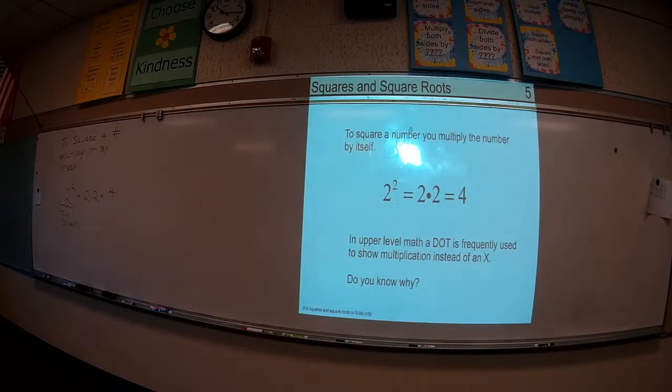1 squared. 1 times 1 is 1. 2 squared. 2 times 2 is 4. 3 squared. 3 times 3 is 9. 4 squared. 5 squared. 6 squared. 6 times 6 is 36. 7 squared. 7 times 7 is 48. 8 squared. 8 times 8. Calculator then. 9 squared. 9 times 9 is 100. 10 squared. 11 squared. 11 times 11 is 120. 12 squared.